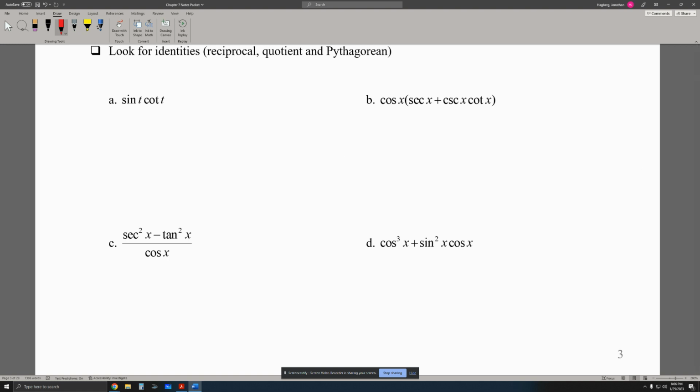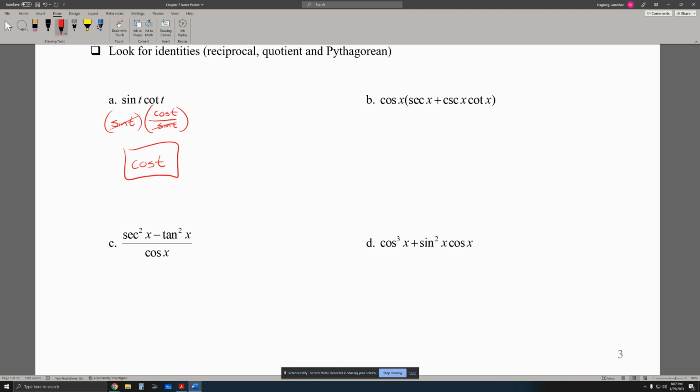We have sine t, cotangent t. I'm going to rewrite the cotangent in terms of sine and cosine. So we have sine t times the cotangent, which is cosine t over the sine t. And we have a sine in the numerator, sine in the denominator. They cancel out, and we're just left with cosine of t. So this simplifies to just the cosine of t.